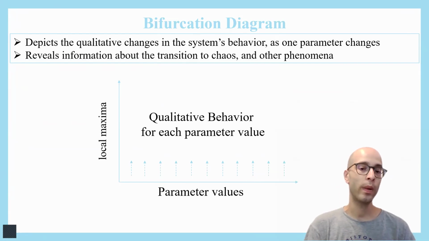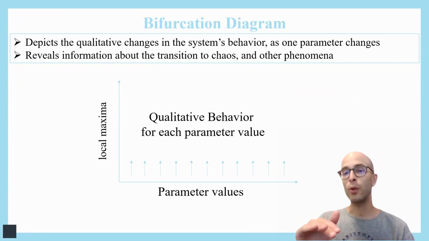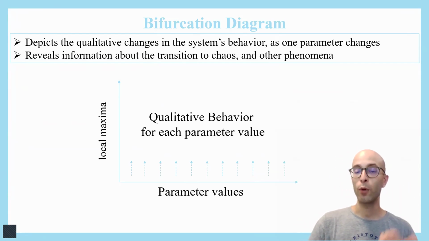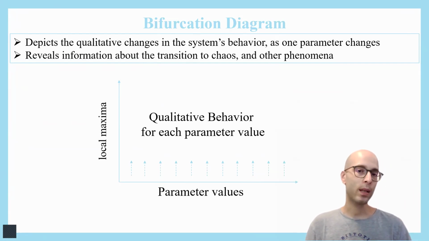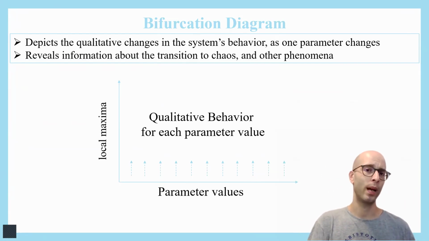And how does it do that? On the x-axis, we put the different values for the parameter that we want to study for our system. And on the y-axis, for each different parameter value, what we plot is the local maxima for any state of our choice. By looking at the diagram, we can immediately understand, for the specific parameter value, how many local maxima we have.